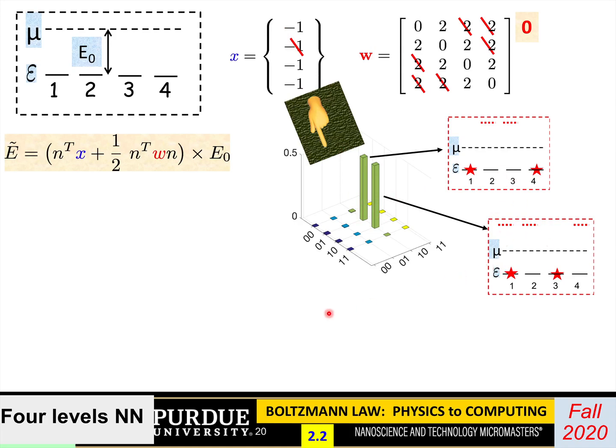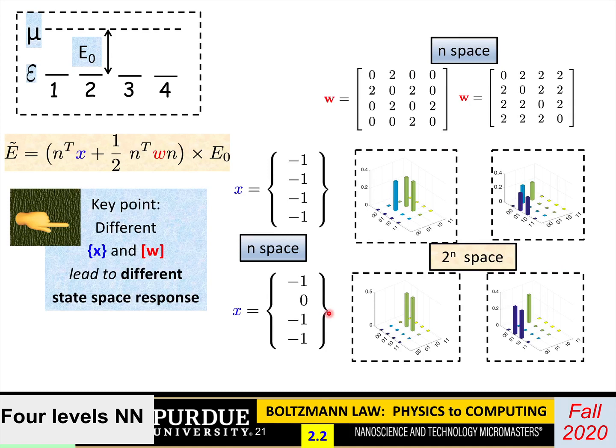Okay. So in general, what I just illustrated to you was a few combinations of these different x's and w's. And my main point is that x and w determine the state space response. So x and w are actually in the n space, in the sense that we had 4 neurons, so x was a 4×1 column vector, w was a 4×4 matrix. But the response is in the 2 to the power n space, and the x and the w shape this response. That's the main message I want to get across here.